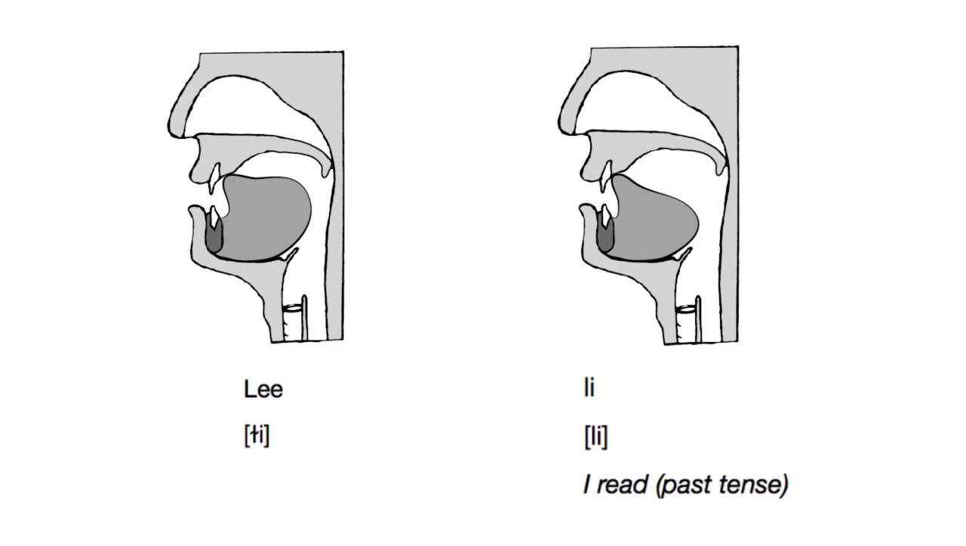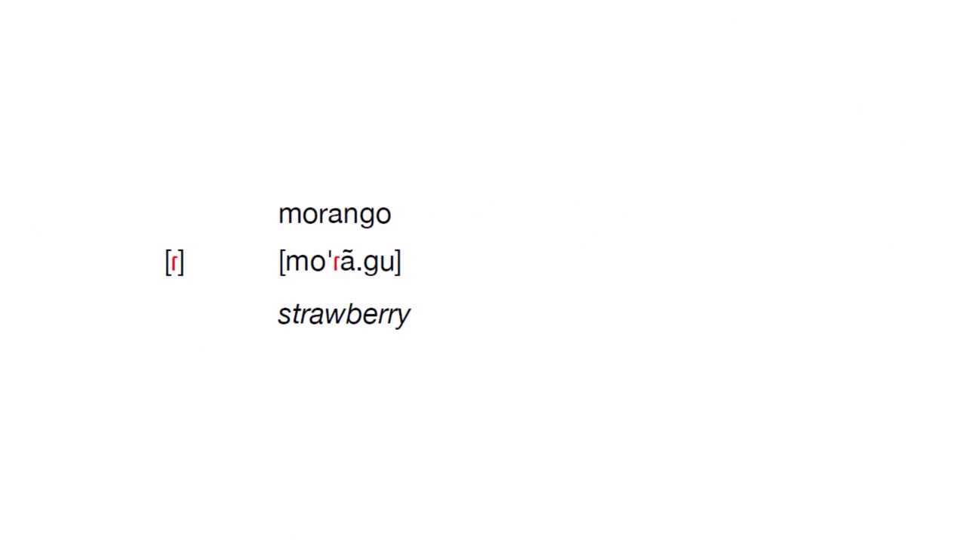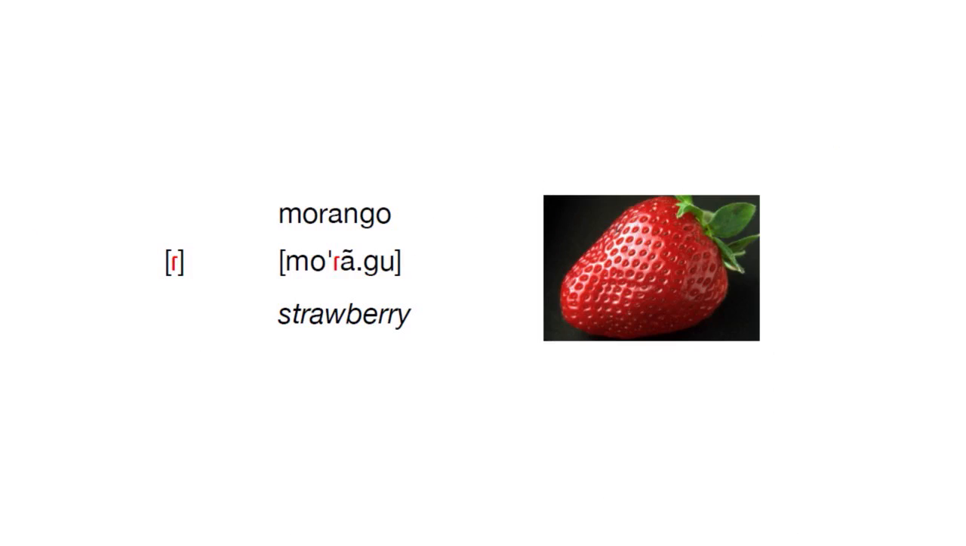Li, li. Next, we're going to cover 3 new symbols with relatively new sounds. The first of these is known as the tapped R, and it shows up in IPA as a kind of rounded off lowercase r. It sounds like the r in morango.